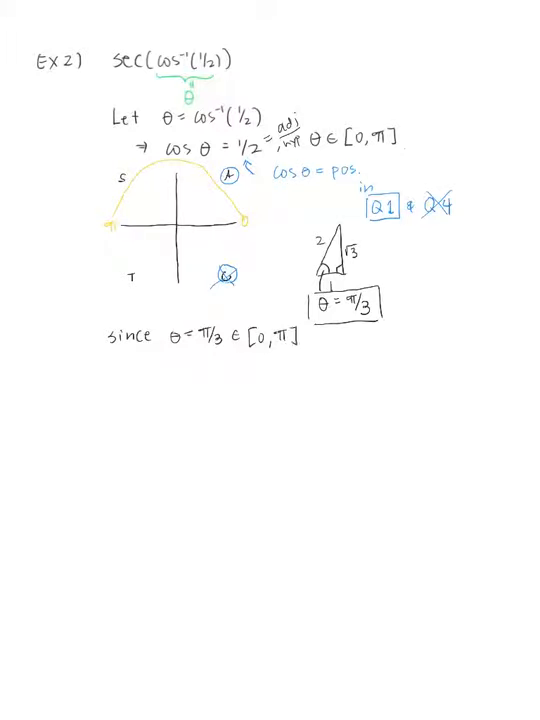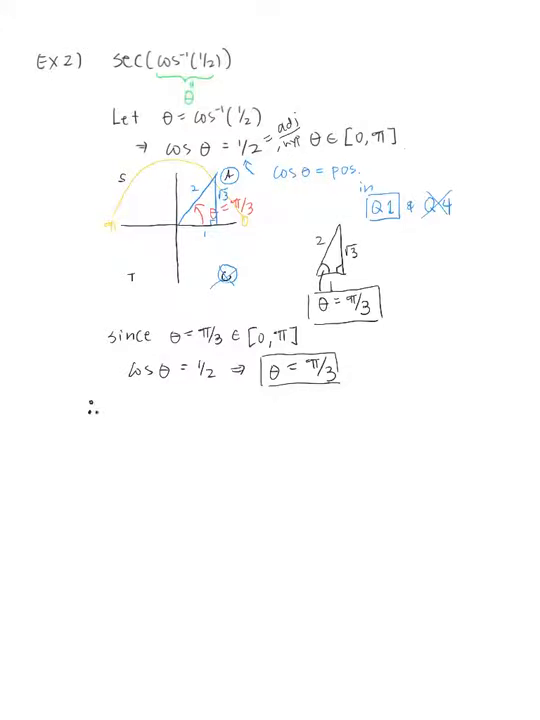Before that, let me draw the triangle in the first quadrant. Here we get theta equals pi over 3. And if you want to draw the triangle, that's fine. So our lengths are going to be 1, 2, and then square root of 3. All right, let's keep going. Since pi over 3 is between 0 and pi, and cosine of theta equals 1/2, that implies that theta must be pi over 3.